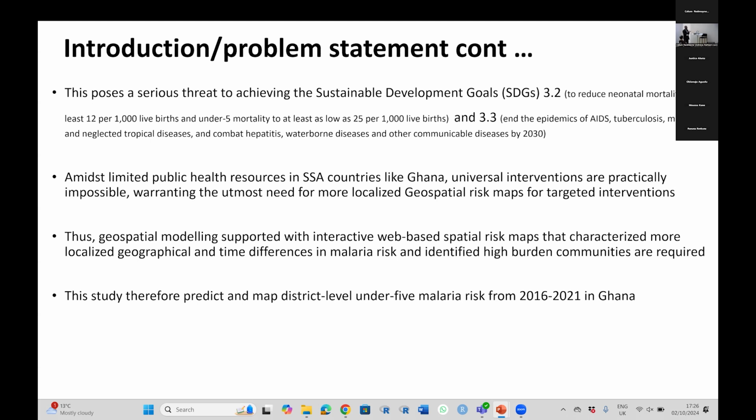So therefore, under this study, all I want to do, a very simple task for me, is to quantify more localized spatial variability of malaria transmission among underprivileged children in Ghana, and also taking into account time. Okay, so I'm looking at both space and time.